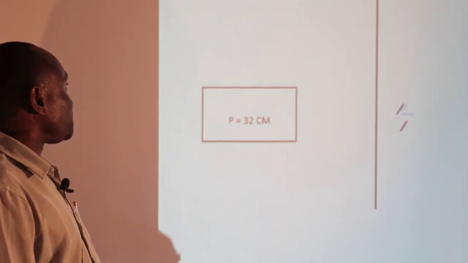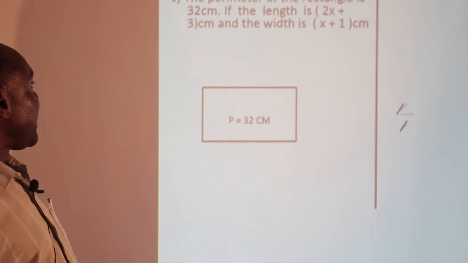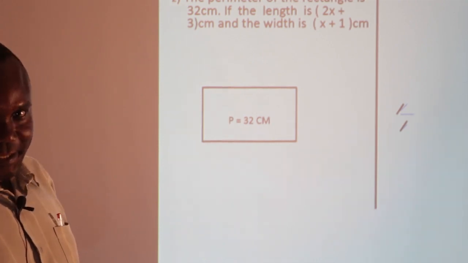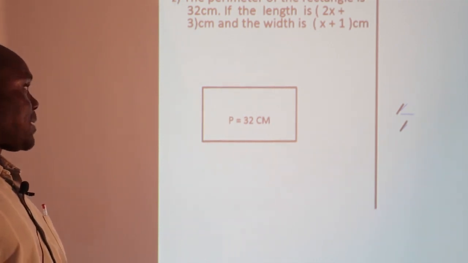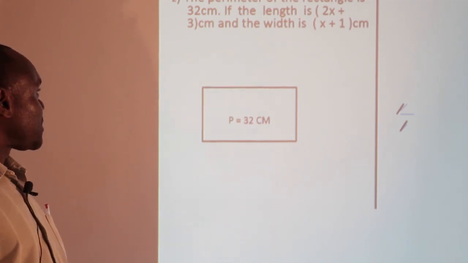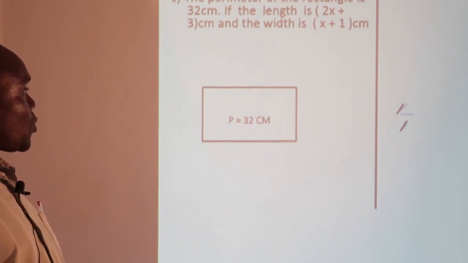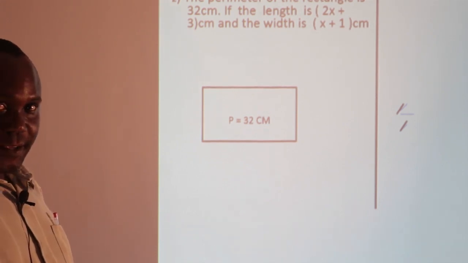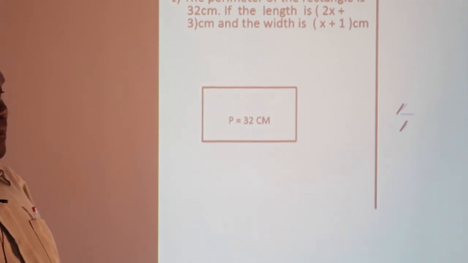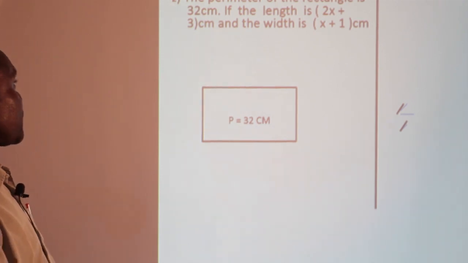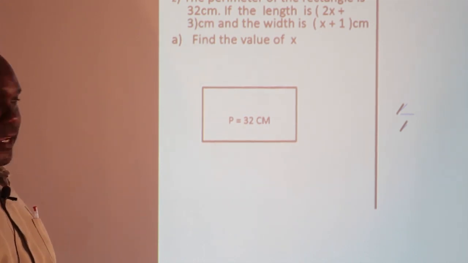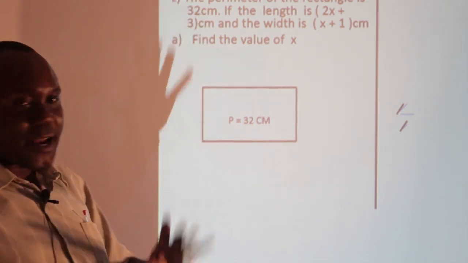Our number 2, it is there. The perimeter of the rectangle is 32 centimeters. This time it is centimeters. For me, I like varying the units when I'm teaching. If the length is 2x plus 3 into brackets centimeters, and the width is x plus 1 centimeters, the question says find the value of x. So this time the examiner has brought it in word form.